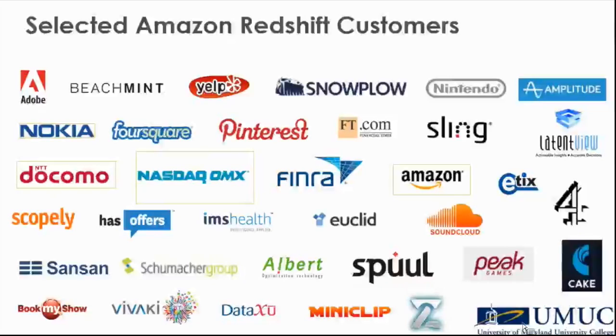We have Nokia that found their costs reduced by over 50% after they moved to Redshift, and their query performance doubled. Amazon.com uses Redshift pretty extensively, and one of the key use cases is around clickstream analytics. FINRA is a financial regulatory agency in the US. They have a very large Redshift cluster as well, and they use it to analyze equity trades.